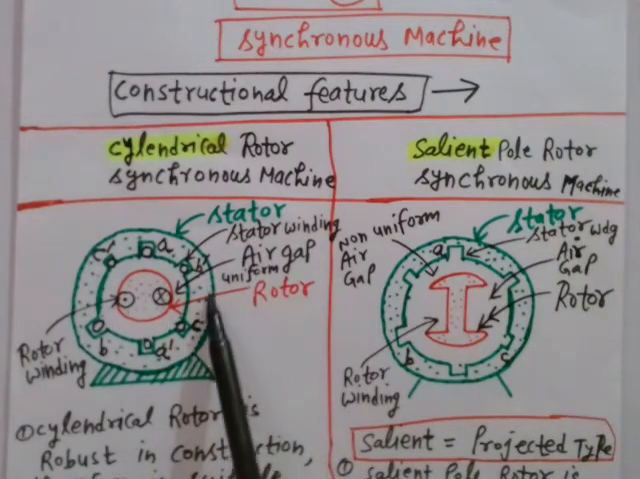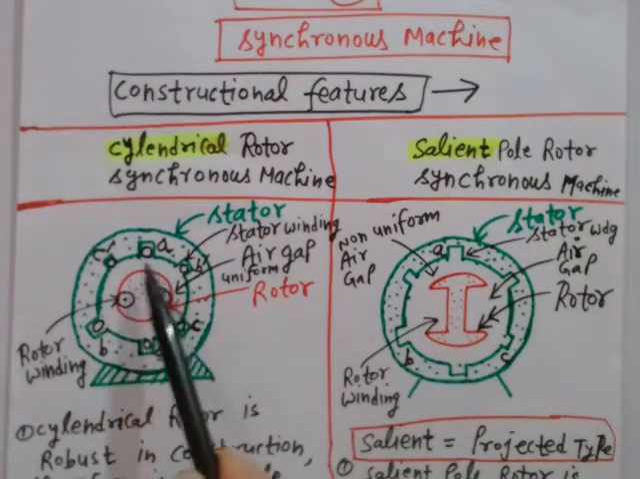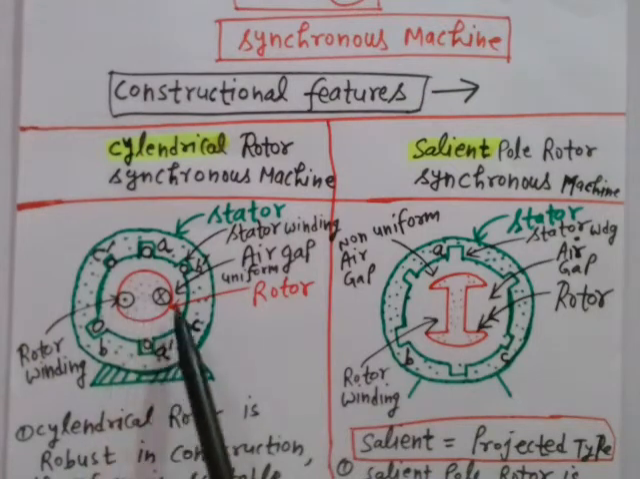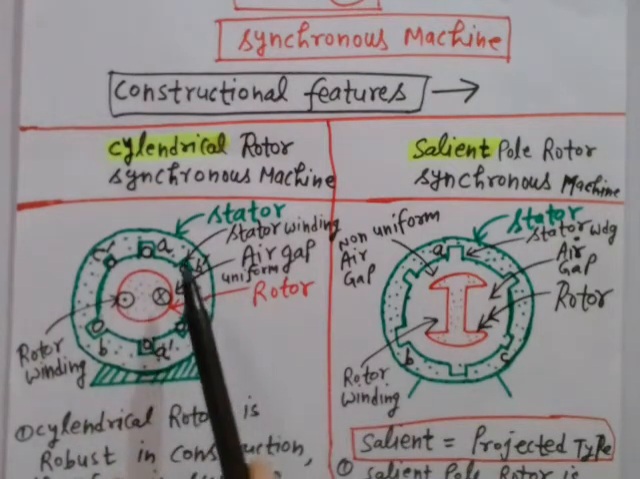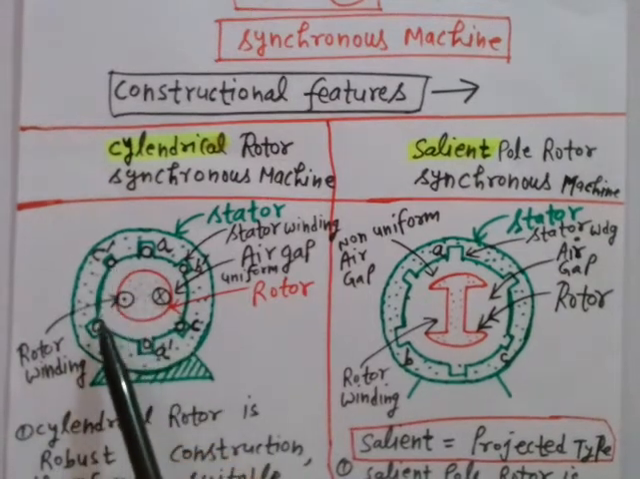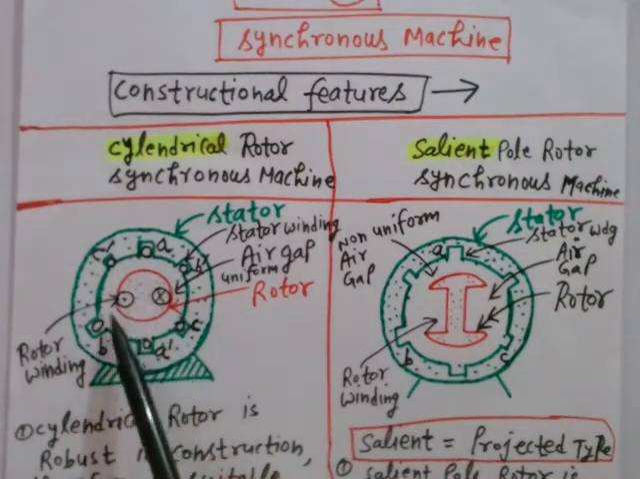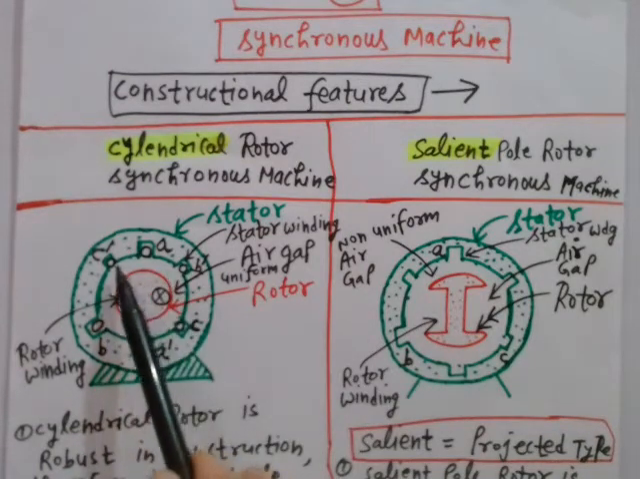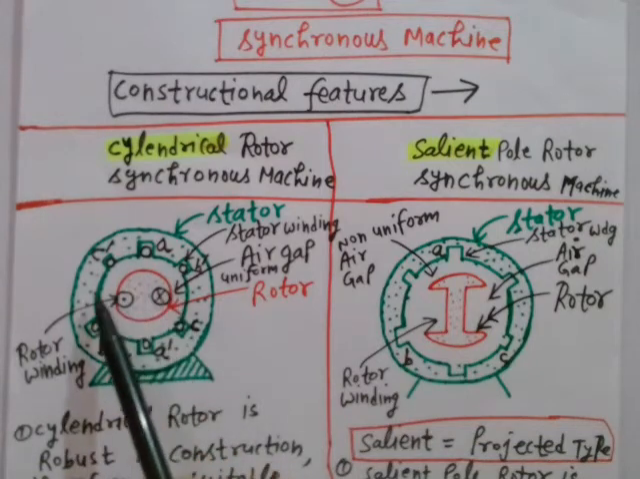And this red one that you're seeing, this is a rotor, a cylindrical rotor. And there is an air gap between this stator and this rotor. So this vacant space that you're seeing is basically the air gap between stator and rotor.